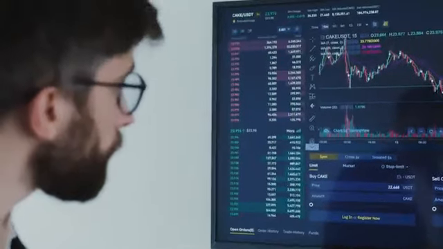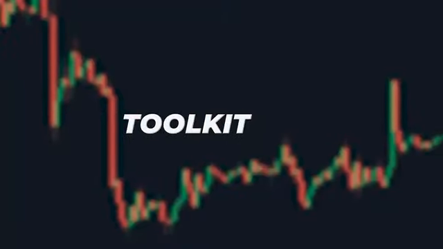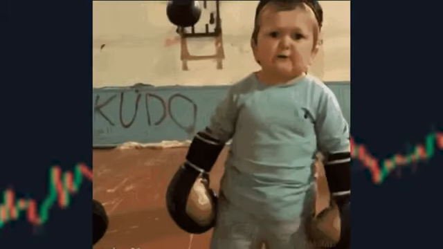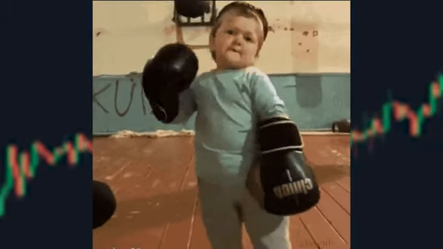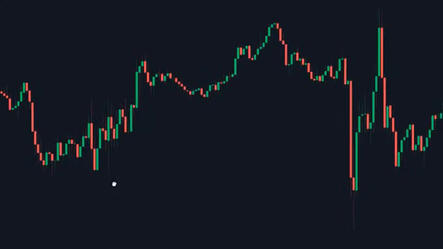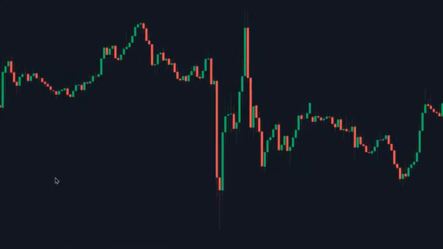In this video, I'm going to introduce you to the Price Action Toolkit Lite by UAlgo, a game-changing indicator that could become your secret weapon in trading. Stick around, because this might just revolutionize the way you look at the markets. Let's get into it.